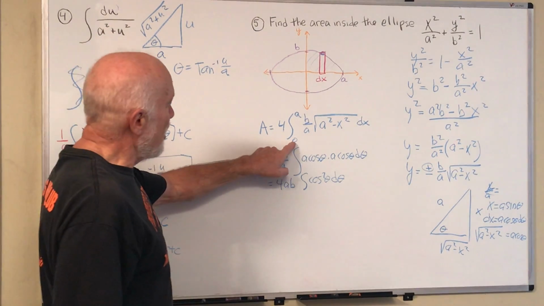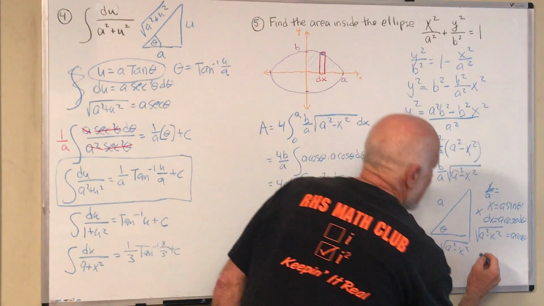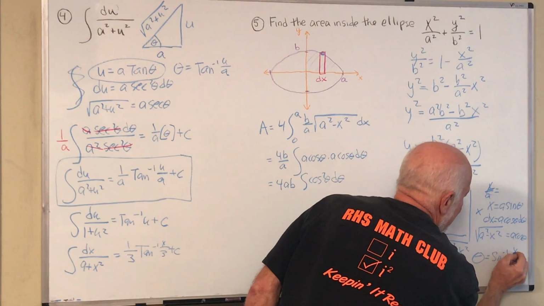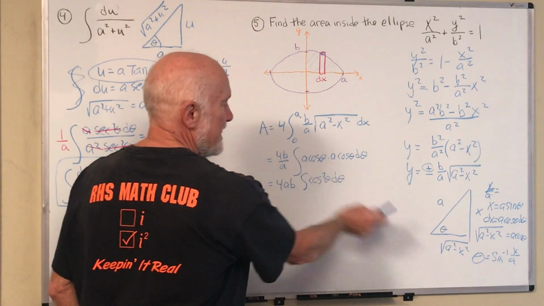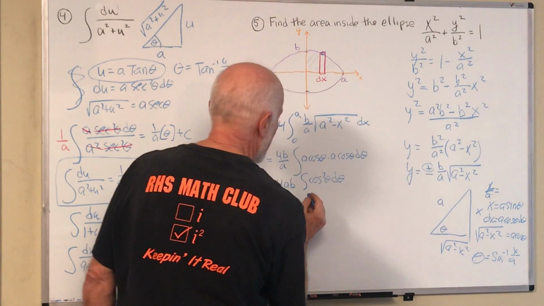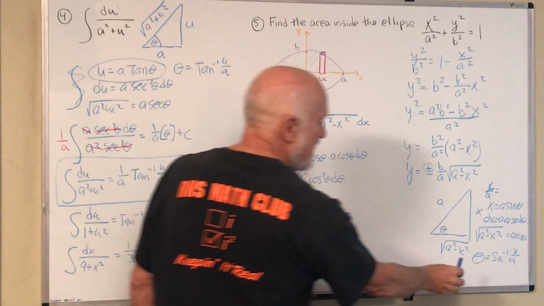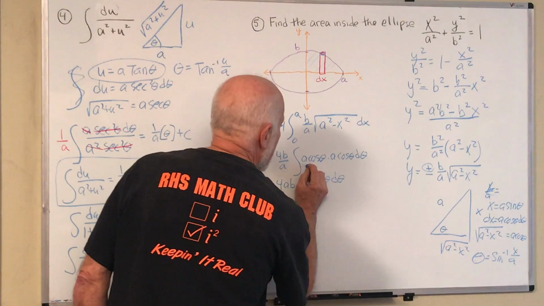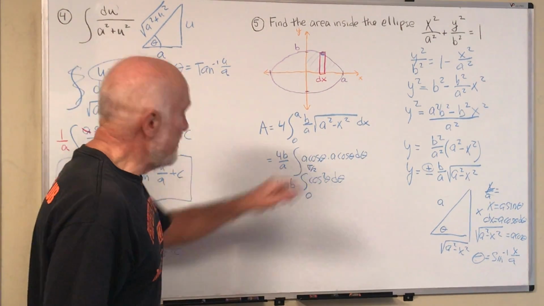And I have to also change 0 and a. So if I look down to here, theta is the inverse sine of x over a. So if I put in 0 into here, what's theta going to be? The angle whose sine is 0. So that's 0. And then if I put in a, I get the angle whose sine is 1. So I'm at pi over 2. So now I've changed the limits of the integration.